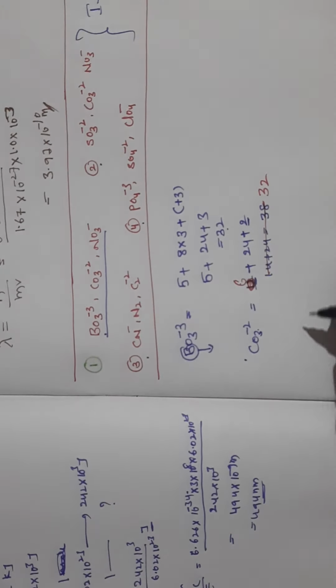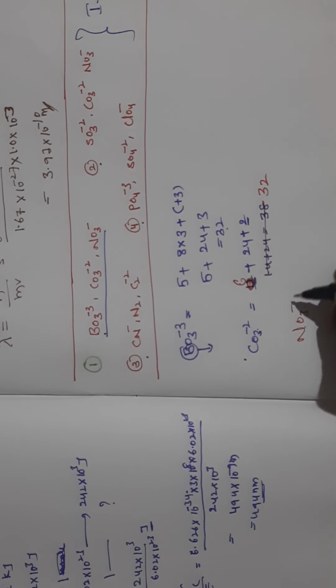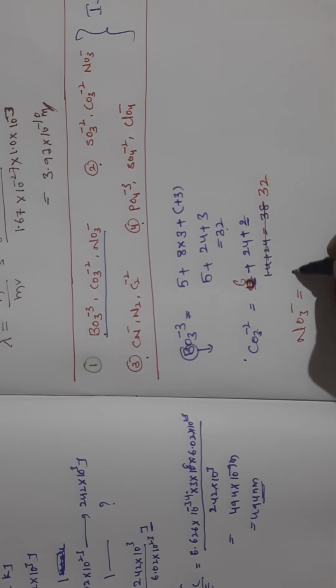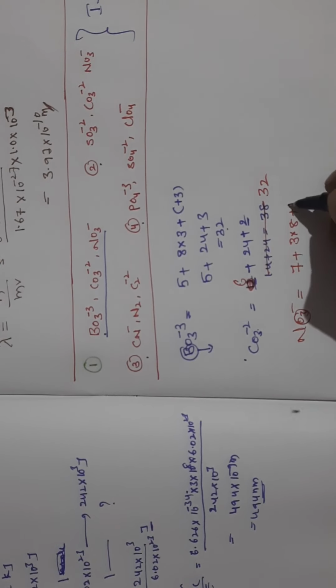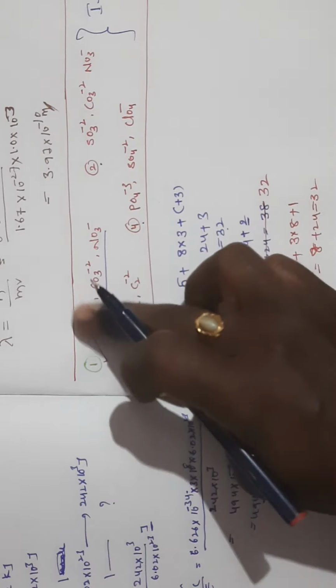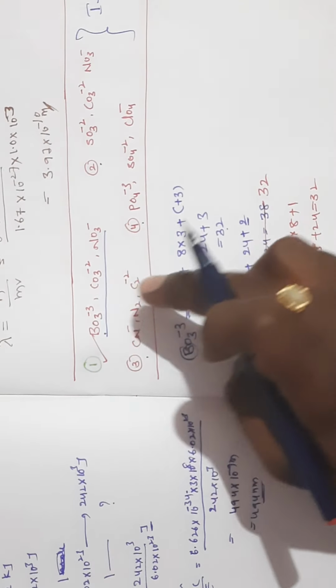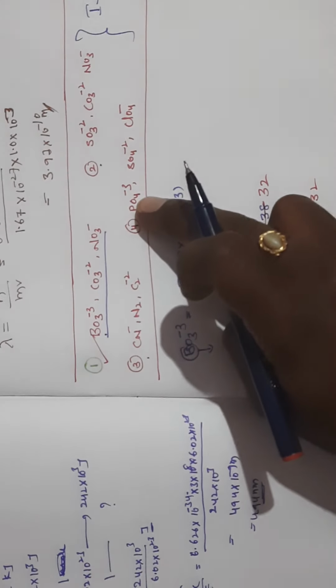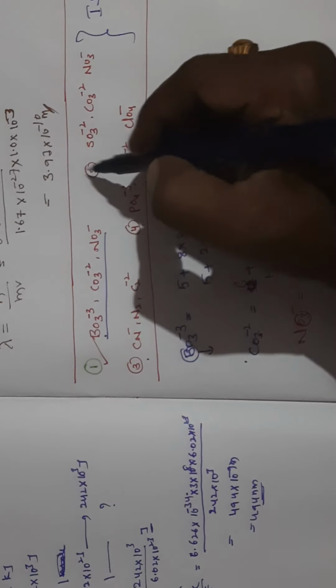Similarly you go for NO3 minus. Nitrogen atomic number is 7. How many oxygens are there again? 3. So 3 into 8, and minus is there, so you add 1 here. So 7 plus 1 is 8, 8 plus 24 means 32. So the first option, all have the same number of electrons, so it will come under isoelectronic. So it is also isoelectronic. Just calculate the number of electrons in this.